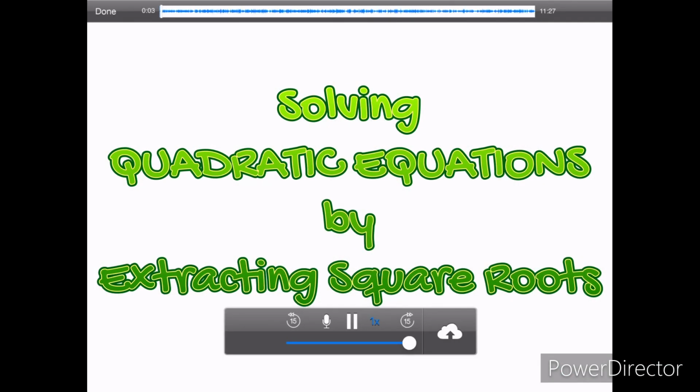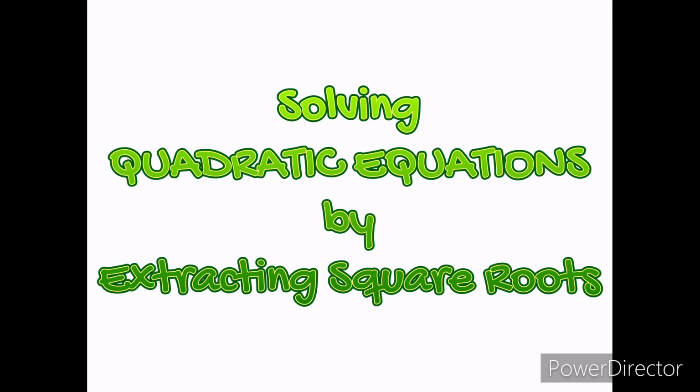Solving quadratic equations by extracting the square root. Are you familiar with the square root? Square root property: the square root of n squared is equal to n. It means that the square root of a number is the number that, when you multiply it by itself, gives the original number. Like for example, the square root of 25.